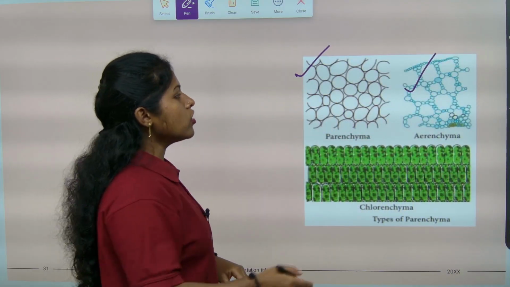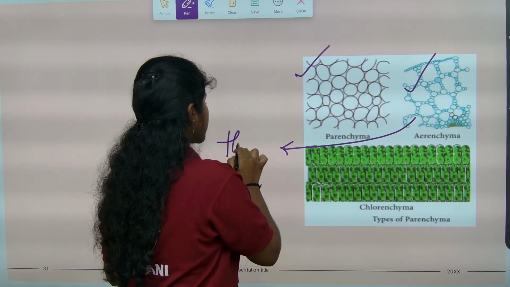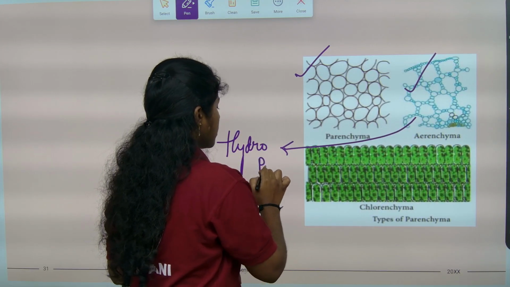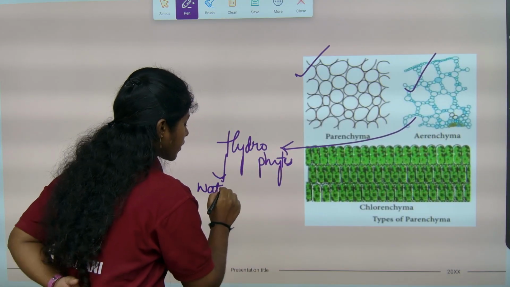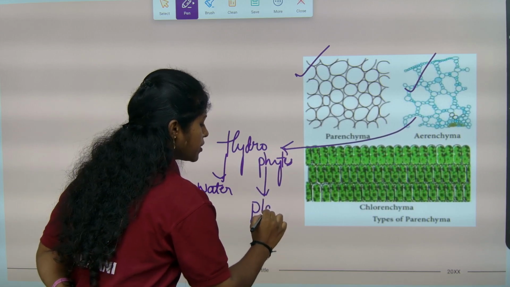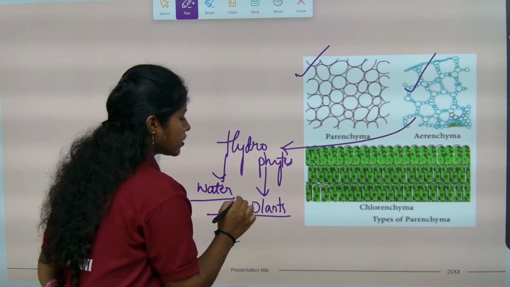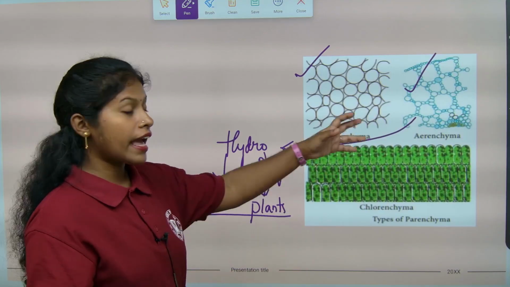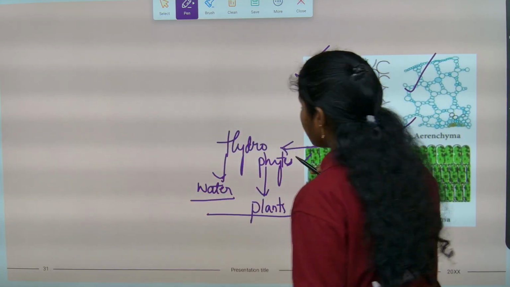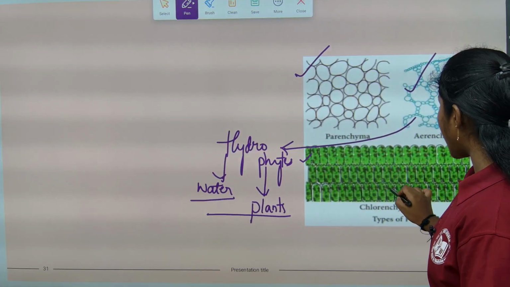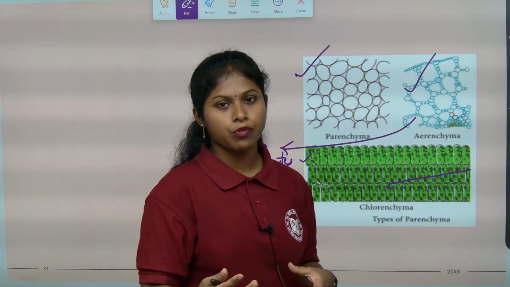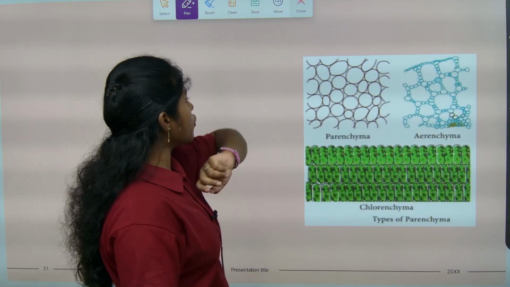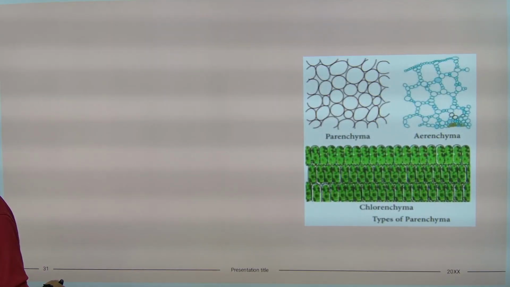Because of this condition, the hydrophytes mean what, children? Hydrophytes are water plants. Hydro means water and phytes mean plants. The buoyancy condition of the plants is due to their aerenchyma cells, and these other cells are mainly present in the mesophyll tissue. They have chloroplast inside, so they help in the photosynthesis process, right? Photosynthesis is nothing but the preparation of food materials in the plant body, right? So this is about the parenchyma tissue, children.